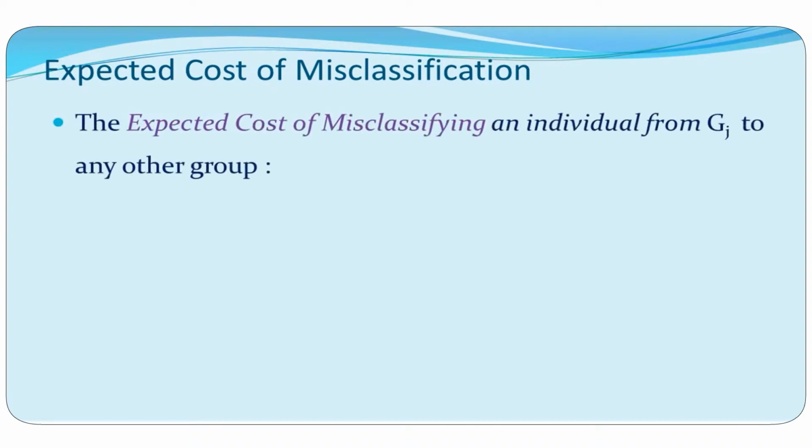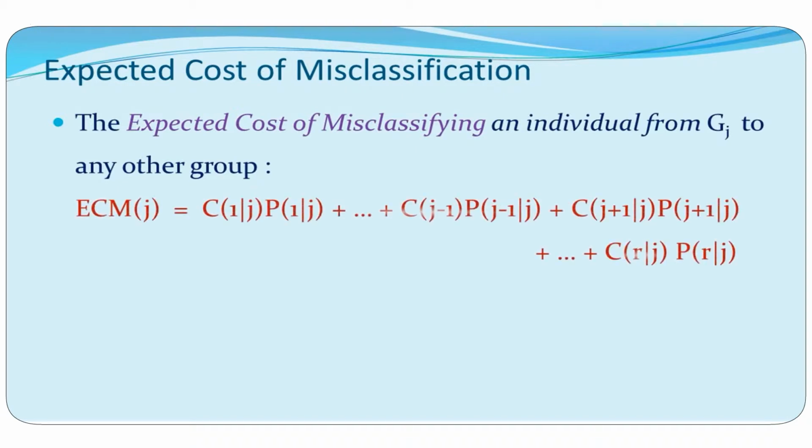The expected cost of misclassifying an individual from the jth group to any other group would be ECM, we will write it as ECMj, which is cost of misclassification into the kth group given that he comes from the jth group, into the probability of misclassification into the kth group given that he comes from the jth group. And this would be summed for all k except when k is equal to j. So, we get this as a sum of the cost into the probability of misclassification.